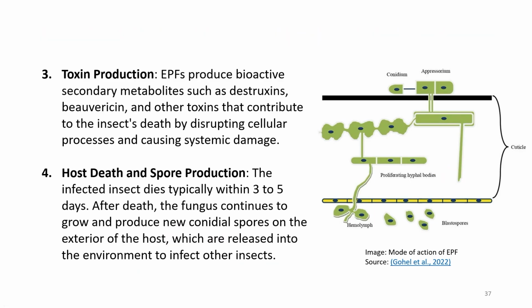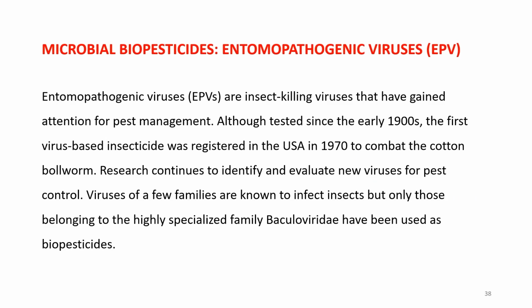It also produces toxins. These entomopathogenic fungi produce bioactive secondary metabolites such as destruxin, beauvericin, and other toxins that contribute to the insect's death by disrupting cellular processes and causing systemic damage. Then finally, there is host death and spore production. The infected insect dies, typically within 3 to 5 days. After death, the fungus continues to grow and produce new conidial spores on the exterior of the host, which are released into the environment to infect other insects.